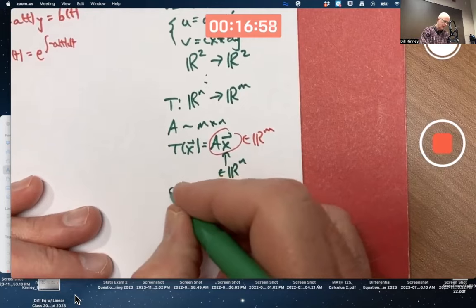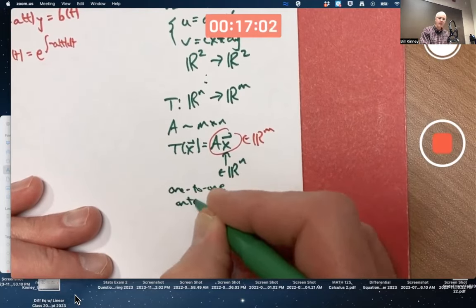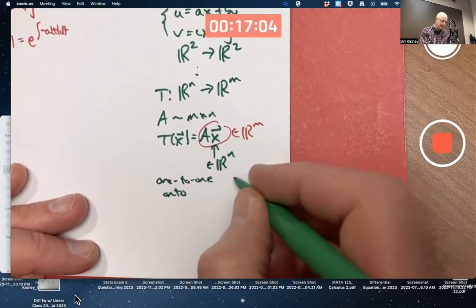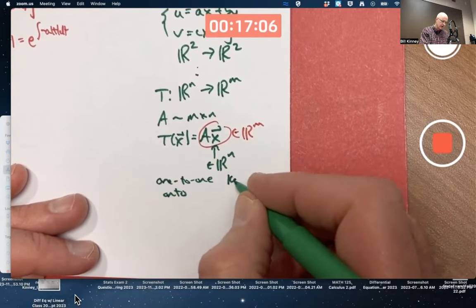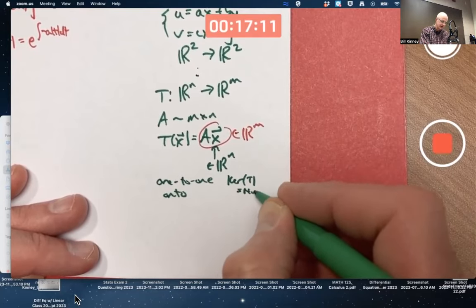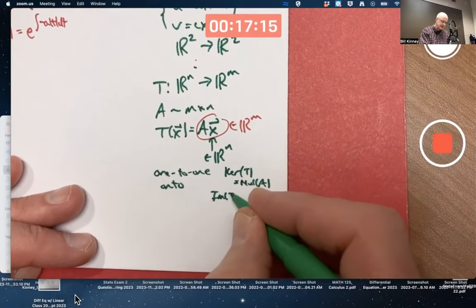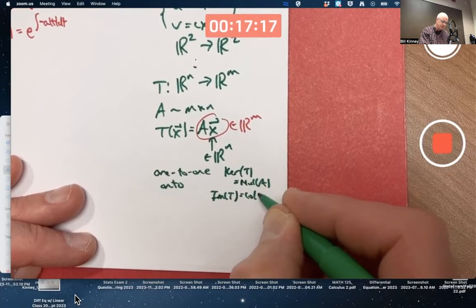There's ideas about being one-to-one and or onto. Related ideas of kernel of T, which is the null space of A, and the image of T, which is the column space of A.